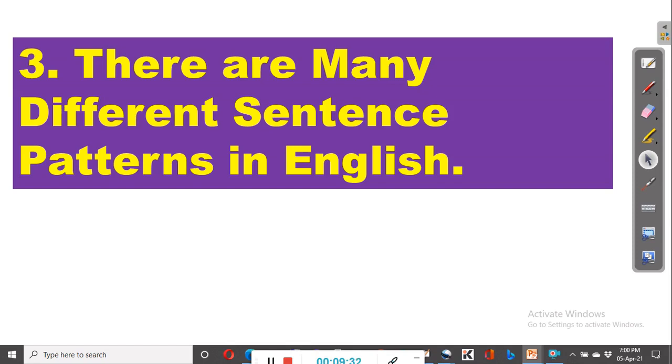It doesn't make sense to restrict yourself to just a few sentence patterns, because there are different situations that require the use of language. Some of them are simple situations, some of them are complex situations, and you need to understand the various sentence patterns so that you can communicate your ideas in all types of situations.